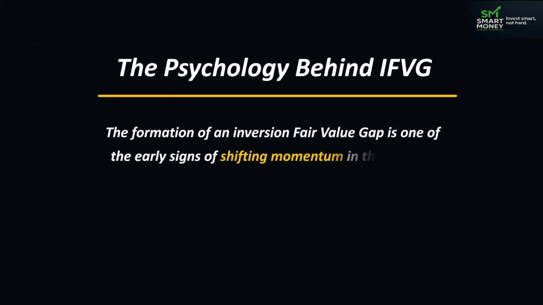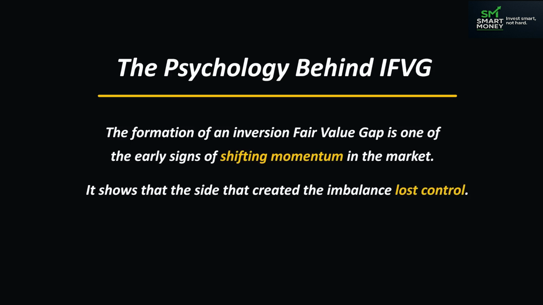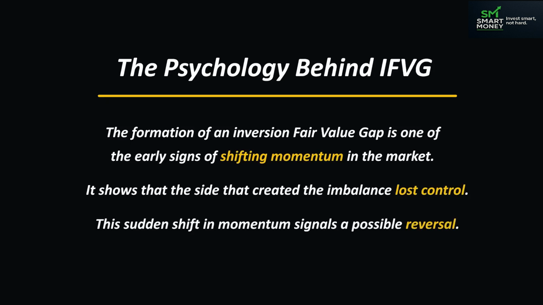The formation of an inversion fair value gap is one of the early signs of shifting momentum in the market. It shows that the side that created the imbalance lost control. This sudden shift in momentum signals a possible reversal.